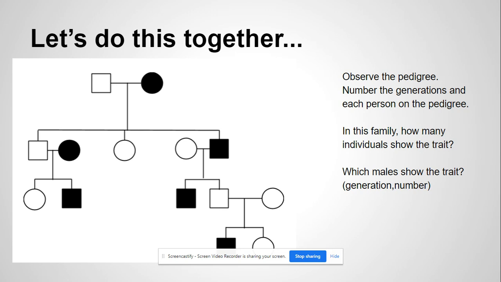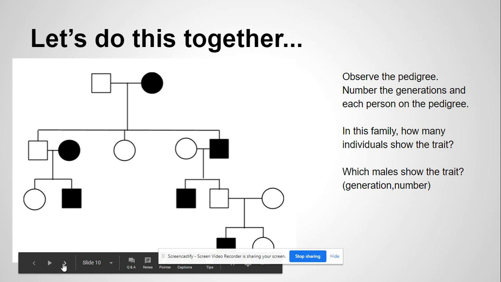So which males show the trait? So go ahead and it should be generation 2, 5, generation 3, 2, and generation 3, 3, and generation 4, 1 should all have been your answers. Good job.